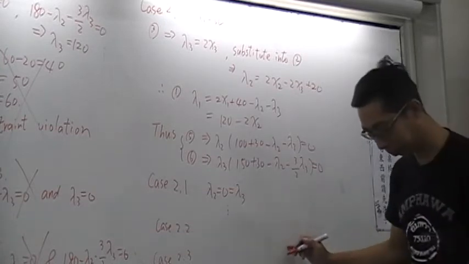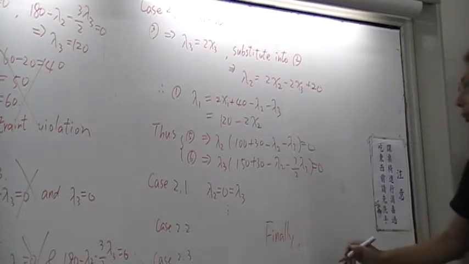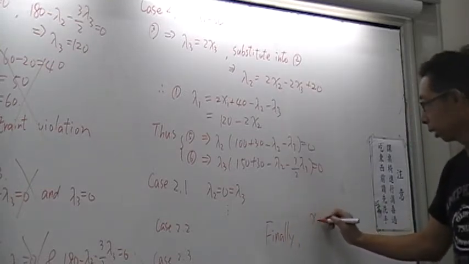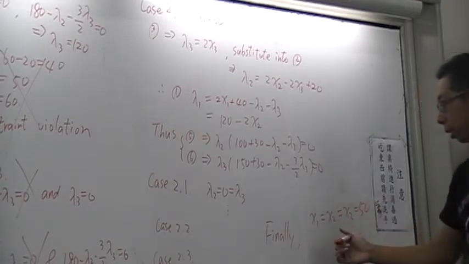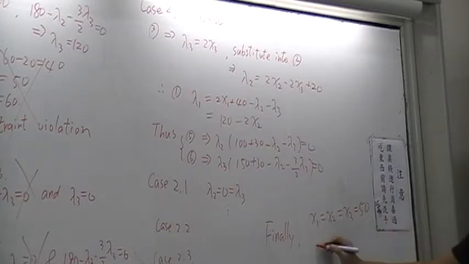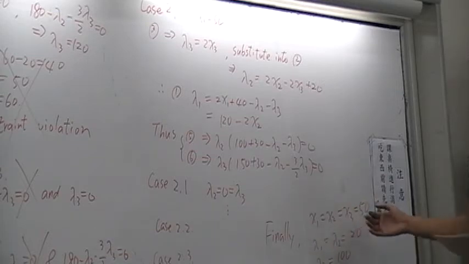So finally, what we have is this: x1 equals, they are all, lambda 1 equals lambda 2 equals 20 and lambda 3 equals 100. So that's the final solution. But of course, you need to have several cases, and then solve for each case and also check whether the constraints are violated or not. And finally, that's what we have.